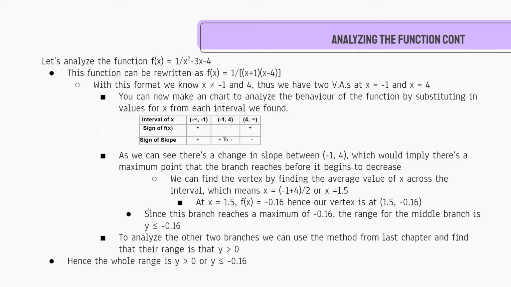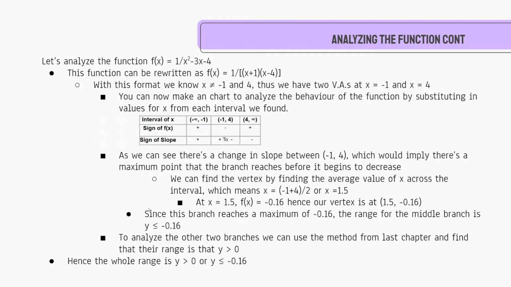So let's analyze the function f of x equals 1 divided by x squared minus 3x minus 4. What we can first of all do is rewrite the function as f of x equals 1 divided by (x plus 1)(x minus 4). So we factored it. Since we found the factors, we can now find the x-intercepts, or in our case, these values would be the vertical asymptotes at x equals -1 and x equals 4.